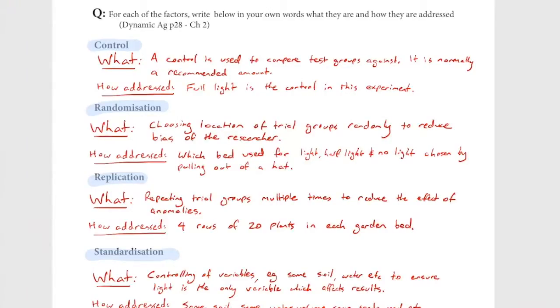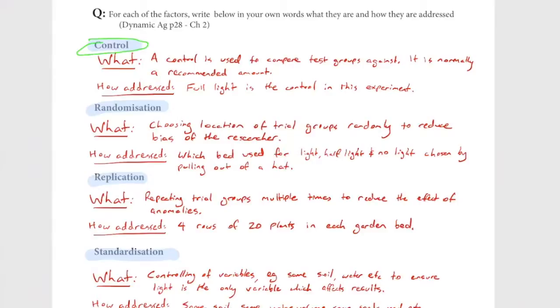So the first one is a control, and a control is something that's used to compare test groups against, and it's normally a recommended amount. For example, if we are testing a new type of fertilizer, we might use the recommended amount on the packet of the one that we're already using, and we might compare that against the recommended amount of a new fertilizer that is being introduced. Or if we wanted to test what amount of fertilizer was best, then we might test the recommended amount as the control compared to a couple of different amounts, more or less, that kind of thing. That would be the control.